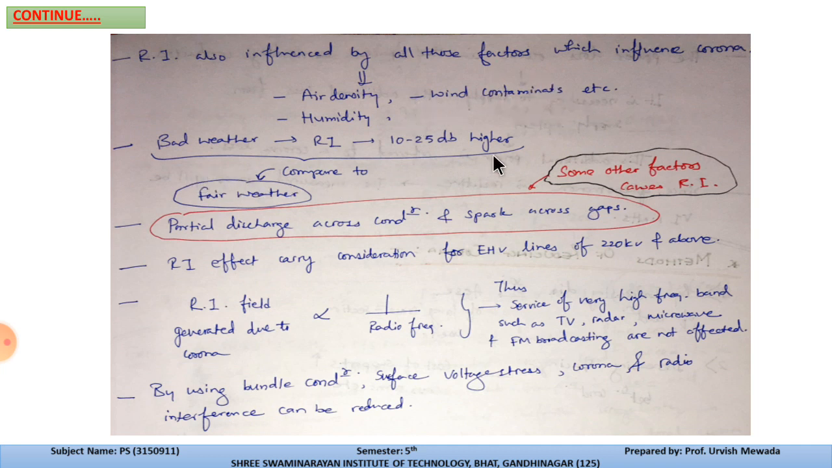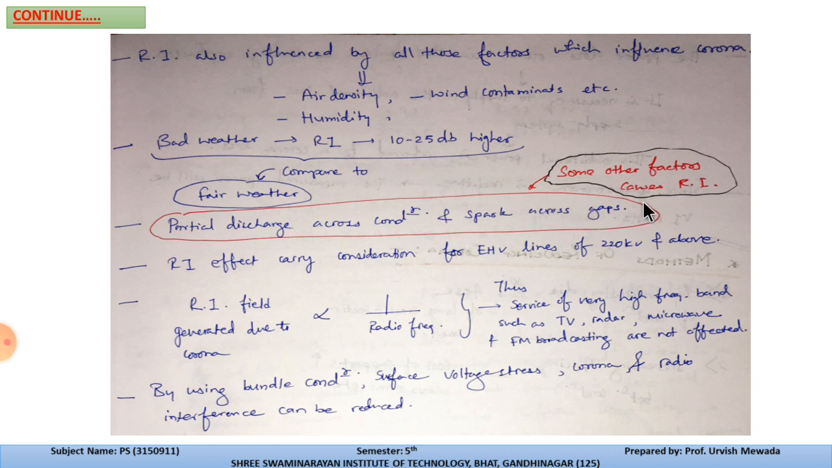For bad weather, radio interference is 10 to 25 dB higher, so that will produce more noise. For the fair weather comparison, the radio interference is 10 to 25 dB higher than in fair weather. And partial discharge across the conductor occurs, and due to that a spark across the gap will be generated.